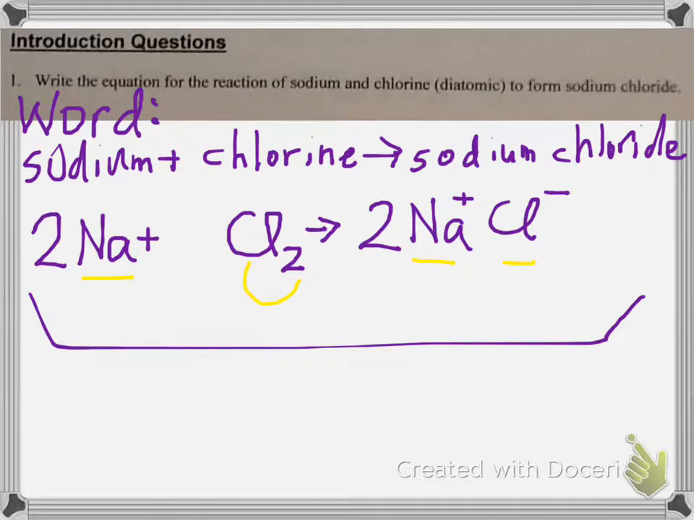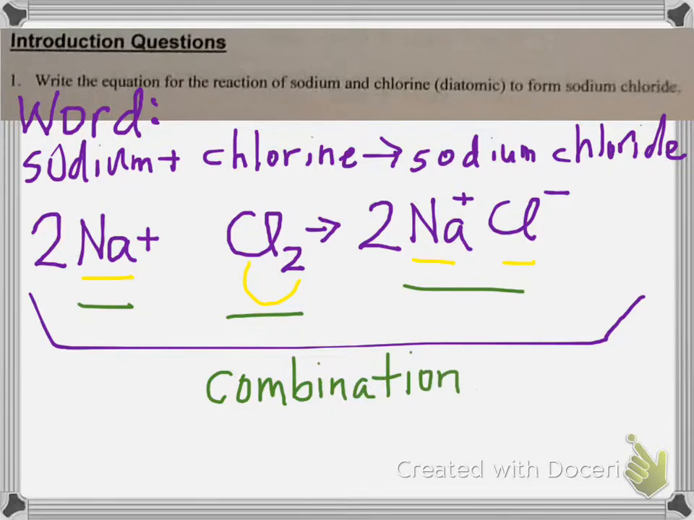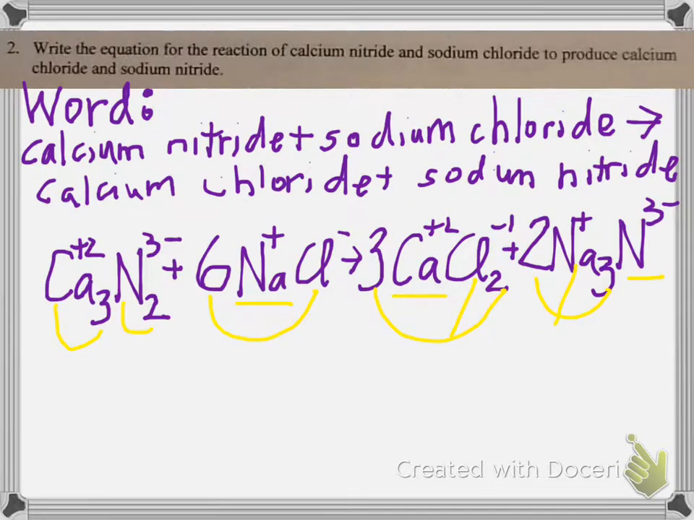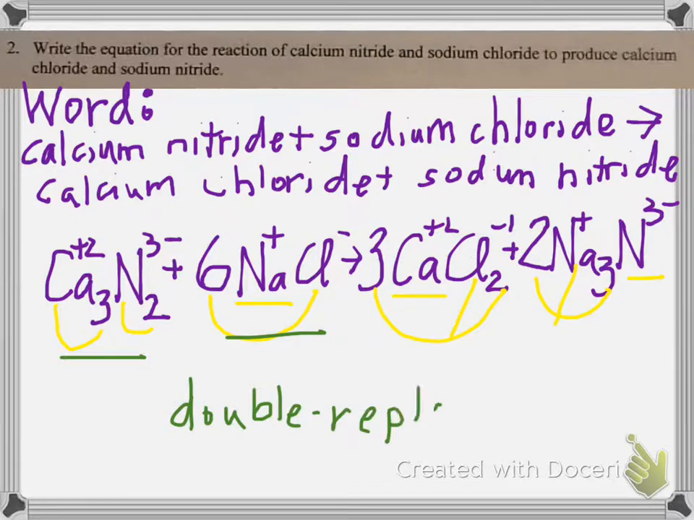And I'm going to do that in, well, let's pick something kind of fun. All right. So in this reaction, right, I have 2 reactants. They're both elements producing one compound. This is a combination or synthesis reaction. I go to number 2. I have 2 reactants. They're both compounds. This is a double replacement reaction.